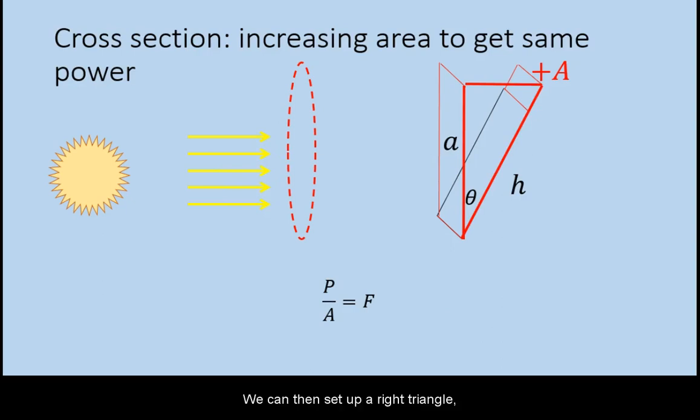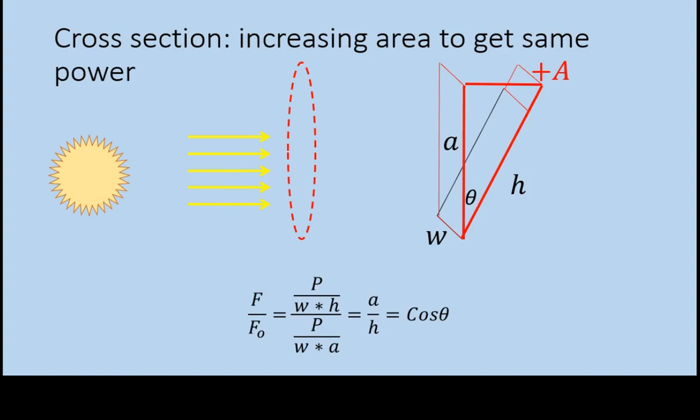We can then set up a right triangle with adjacent side proportional to the original area and hypotenuse proportional to the extended area. You can mathematically reduce this now to mean that the flux for the tilted area divided by the original flux will equal the cosine of the angle.